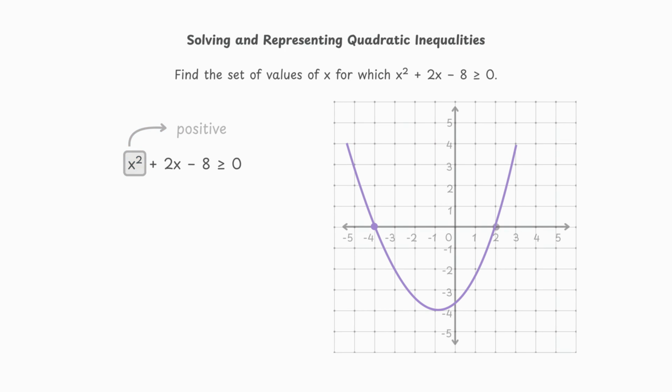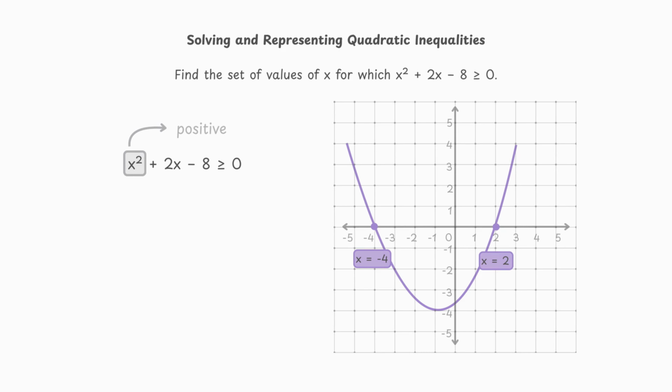Now, look at the points where the graph crosses the x-axis. These are the roots we found earlier, x equals -4 and x equals 2. These points divide the graph into 3 regions. Now we ask the key question, where is the graph greater than or equal to 0? In other words, where is the graph on or above the x-axis? Look carefully. To the left of -4, the graph is above the x-axis.